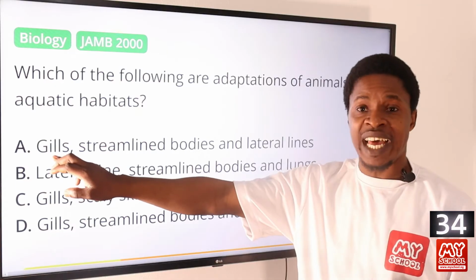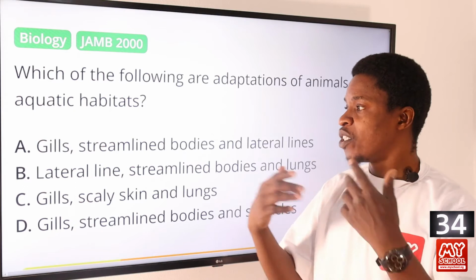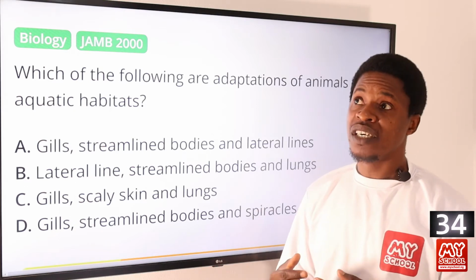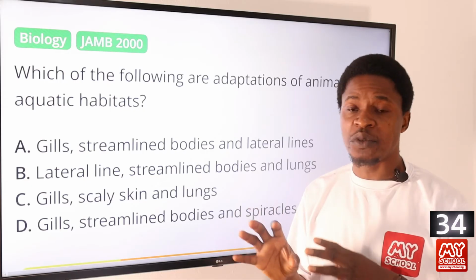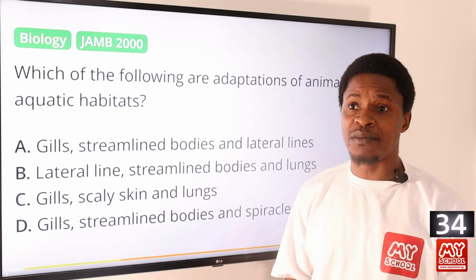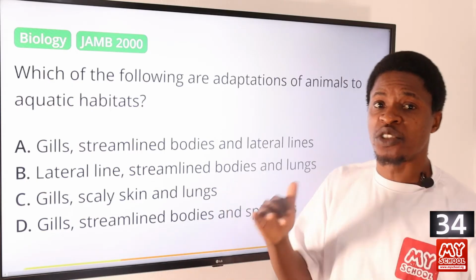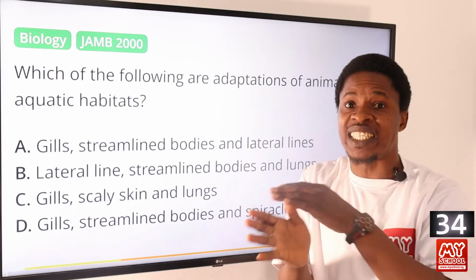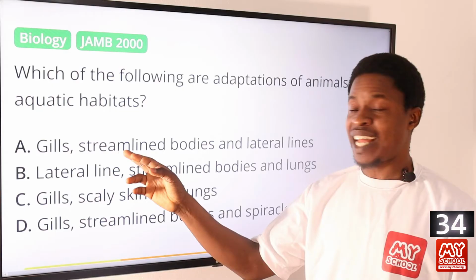So they use this in adaptation for breathing, respiration. Streamlined bodies, you have them on some fishes. It helps them to swim properly. They can navigate their way, and it helps them in movement. Maybe there is a danger, a predator that is coming. They can meander and find their way because of the streamlined bodies that they have. We have the tilapia fish. It's one of the organisms that have that streamlined body.